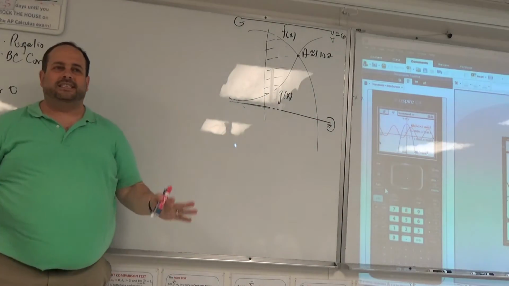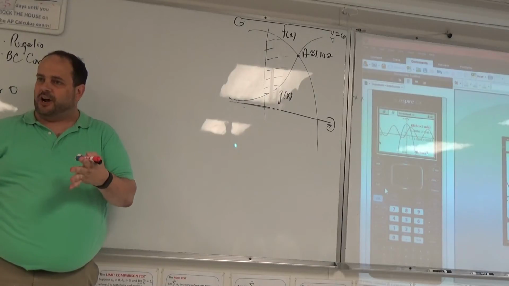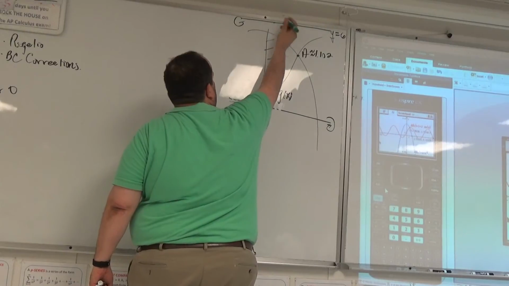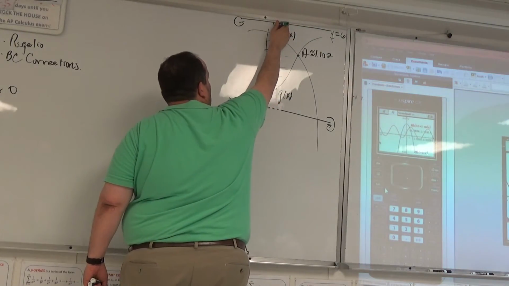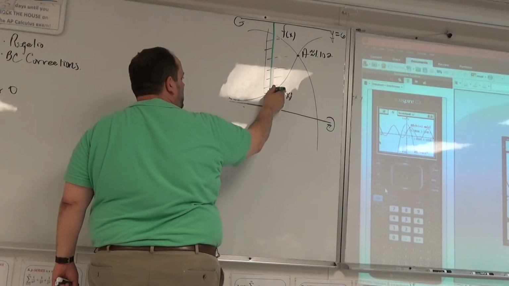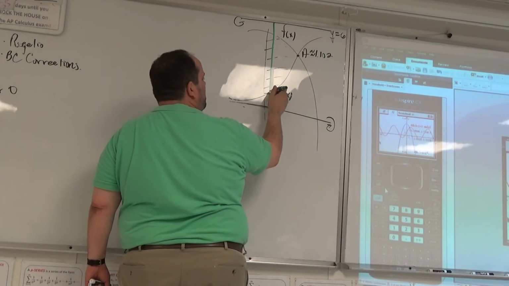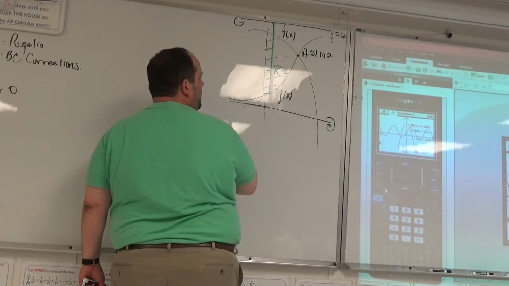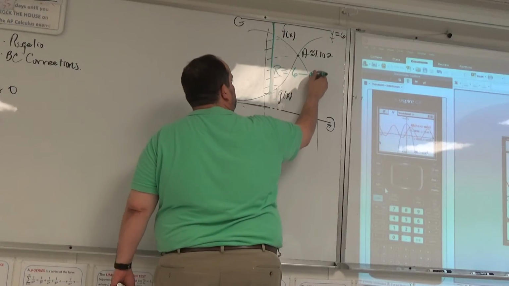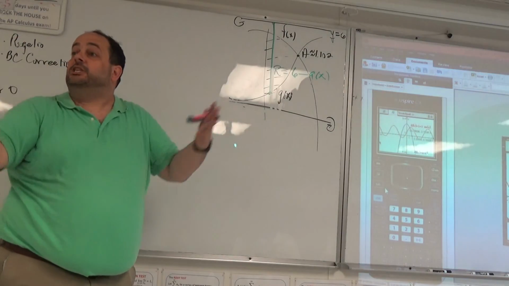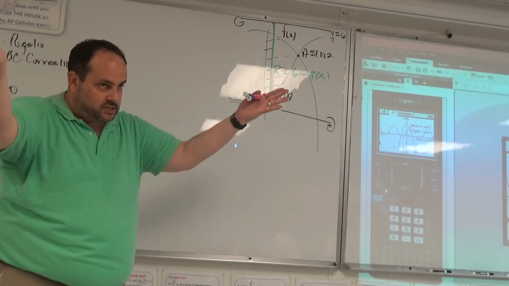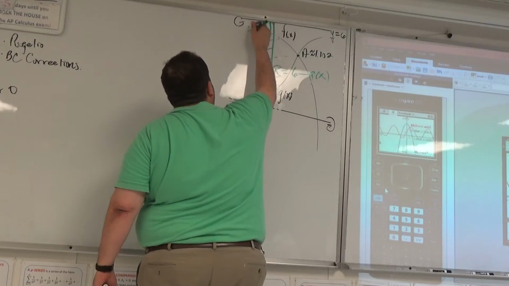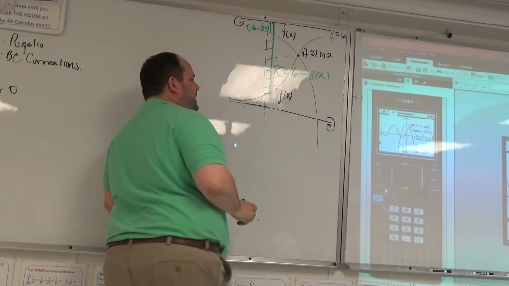For my friends who are just like, I don't get the big R and the little r thing, you always start at the axis of rotation. Here's my axis of rotation. Big R, when do I stop? I stop right here. I go from the axis to the outer curve. How long is big R? 6 minus g of x, or my friends that say g of x minus 6, same thing because of the square. David, how long is little r? Little r, 6 minus f of x.